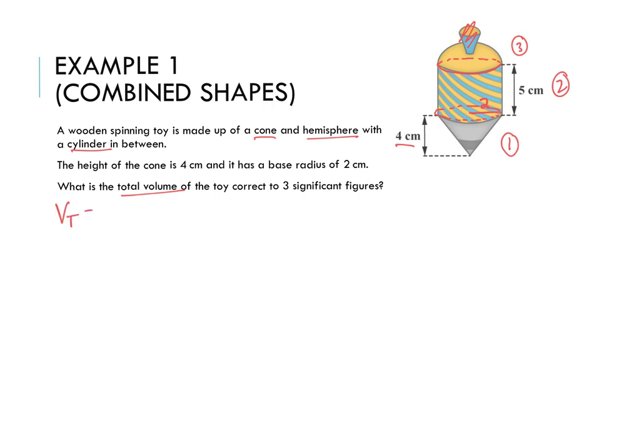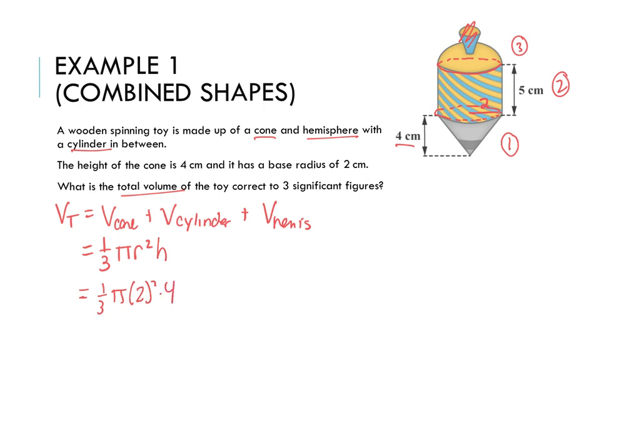So the total volume is going to be the volume of the cone plus the volume of the cylinder plus the volume of the hemisphere. Let's look at all of these separately. For the volume of a cone, we go back into our formulas and get 1/3 pi r squared times the height. So for the cone, we have 1/3 pi, the radius is 2, and the height we are told is 4, so times 4.